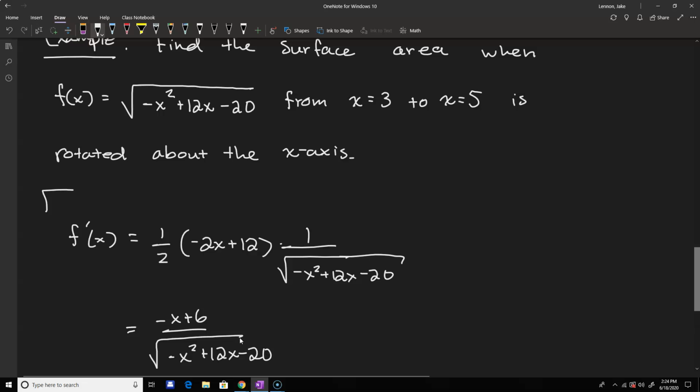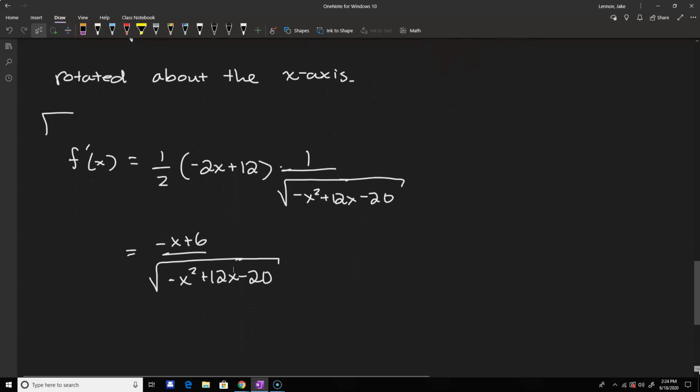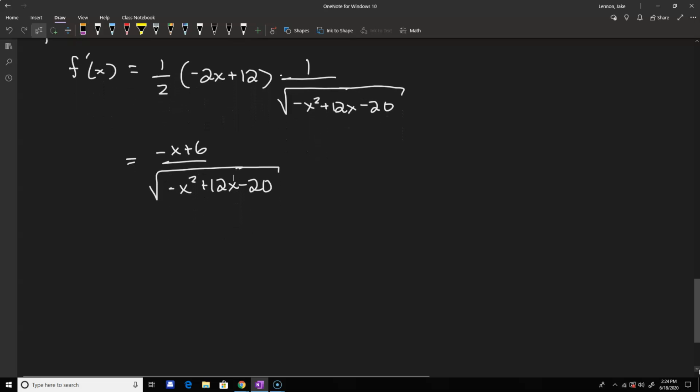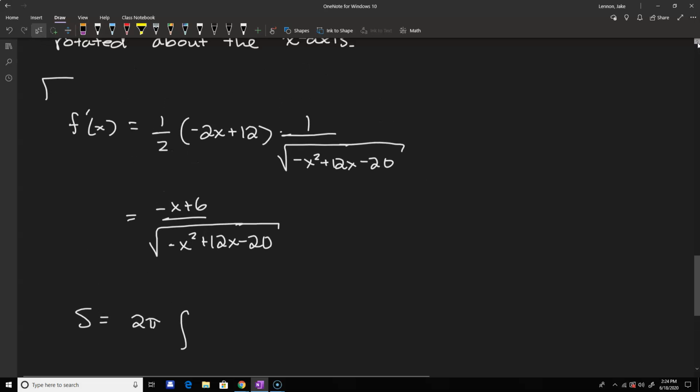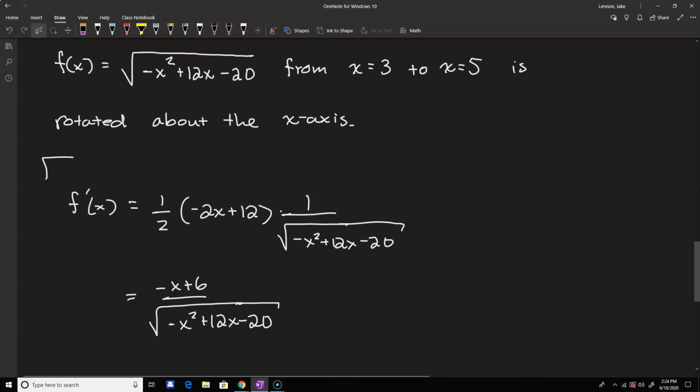And so that square root that we see down here is actually going to cancel with the f of x that we have when we're doing the surface area. So that's going to make things a little bit easier, even though right now they look complicated. So the surface area formula is given by, well, we have 2 pi, we have our integral, which I believe is from 3 to 5, is what I said. Yeah, 3 to 5.